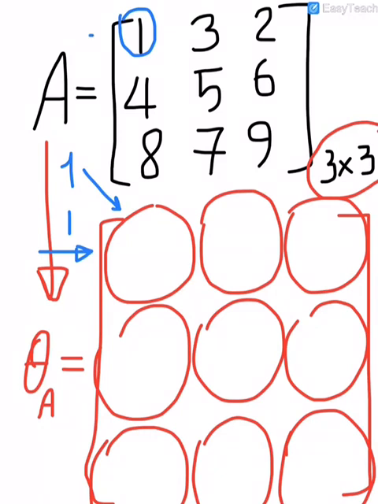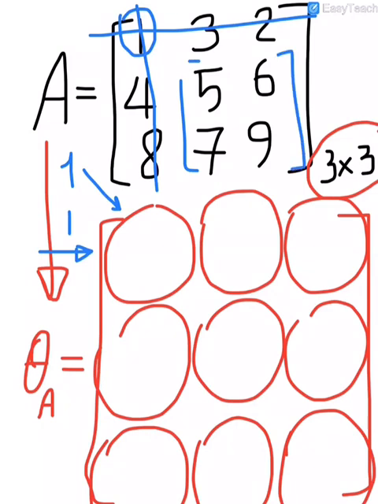This is the first column and the first row. So what is remaining there? It's a 2 by 2 matrix. Put the matrix here and make its determinant: 5, 6, 7, and 9.